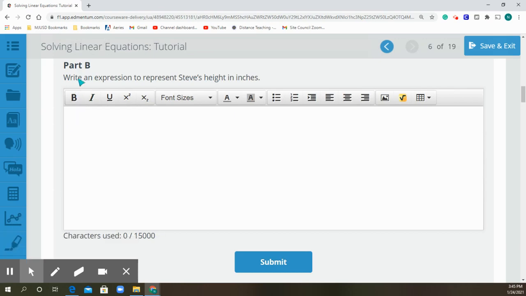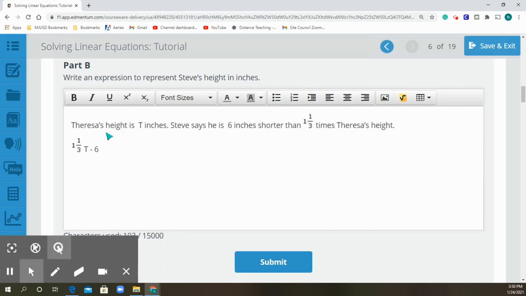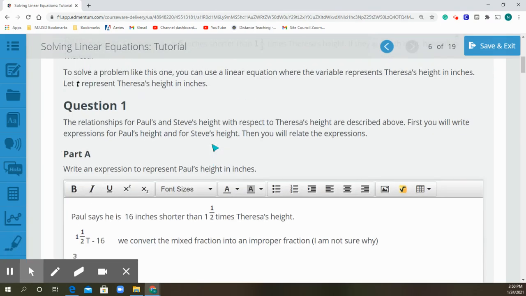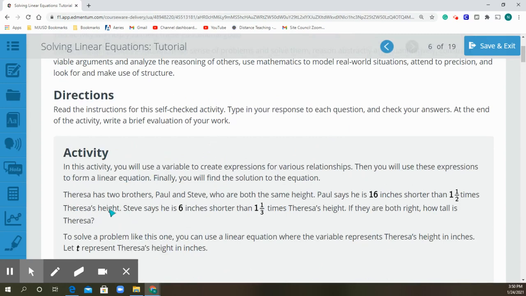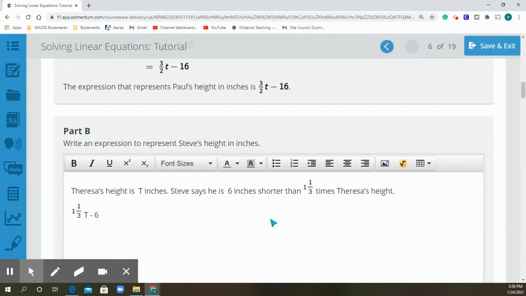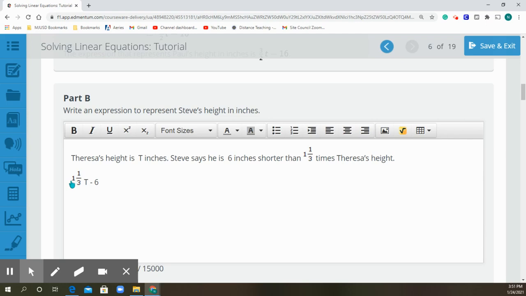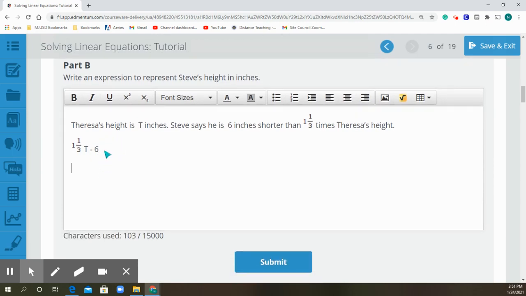Now, for part B, we write an expression to represent Steve's height in inches. So again, copying the information from the activity where it says Teresa's height. Steve says he is 6 inches shorter than 1/3 times Teresa's height. So Steve's height is 1/3 Teresa's height minus 6 inches.